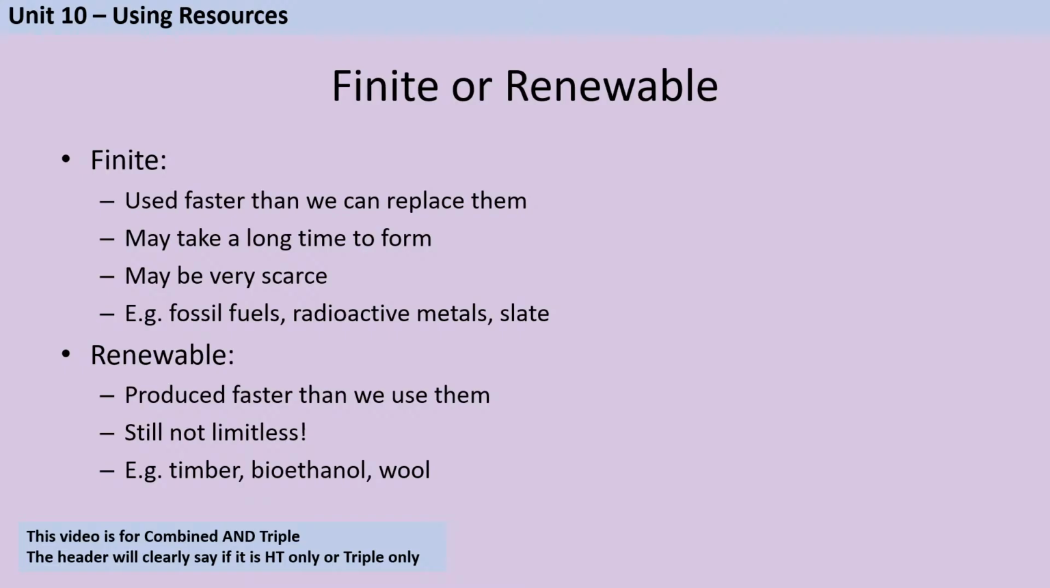So, resources can be separated into those that are finite and those that are renewable. Finite resources are going to run out because we're using them faster than they're being produced. This might be because they take a very long time to form, or it could be because they're very hard to make. Whereas renewable resources are unlikely to run out because they can be produced faster than we're currently using them. So that doesn't mean that the supply is infinite or endless, it just means that more of it can be produced quite quickly.